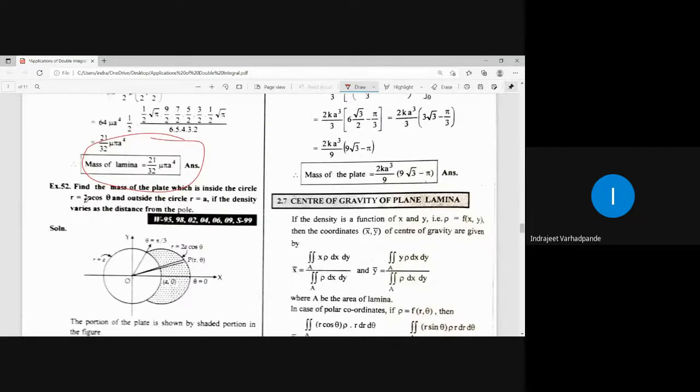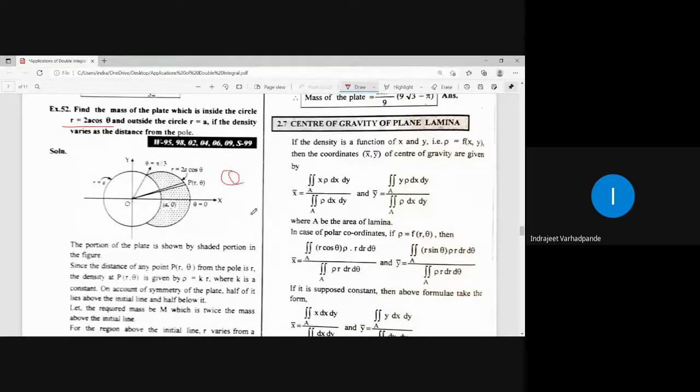In this case also we will have the values to be calculated inside the circle and outside the circle. Go through this particular problem wherein you have to calculate the mass of the plate which is inside the circle r is equal to 2a cos theta, and outside the circle. Here getting the values for theta will be very important. See the point of intersection of the two curves and then determine the value of theta. Density varies as distance from the pole. Distance from the pole is r, so density is directly proportional to r, so density is equal to k into r. That is how the simplification can be done.